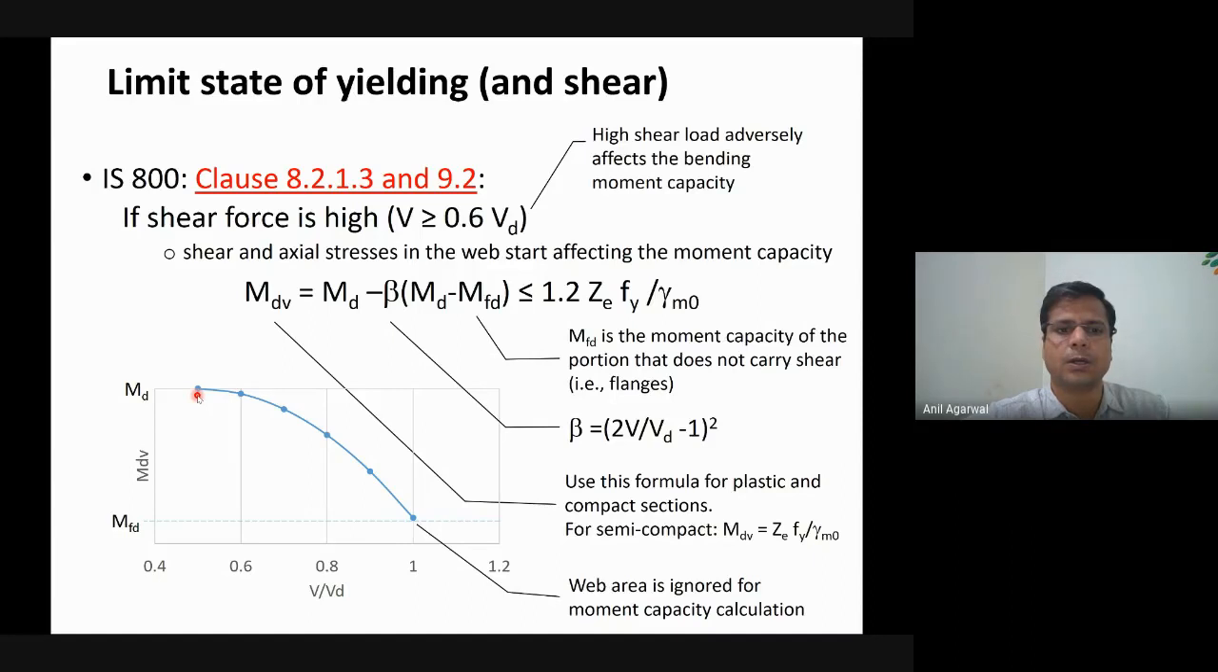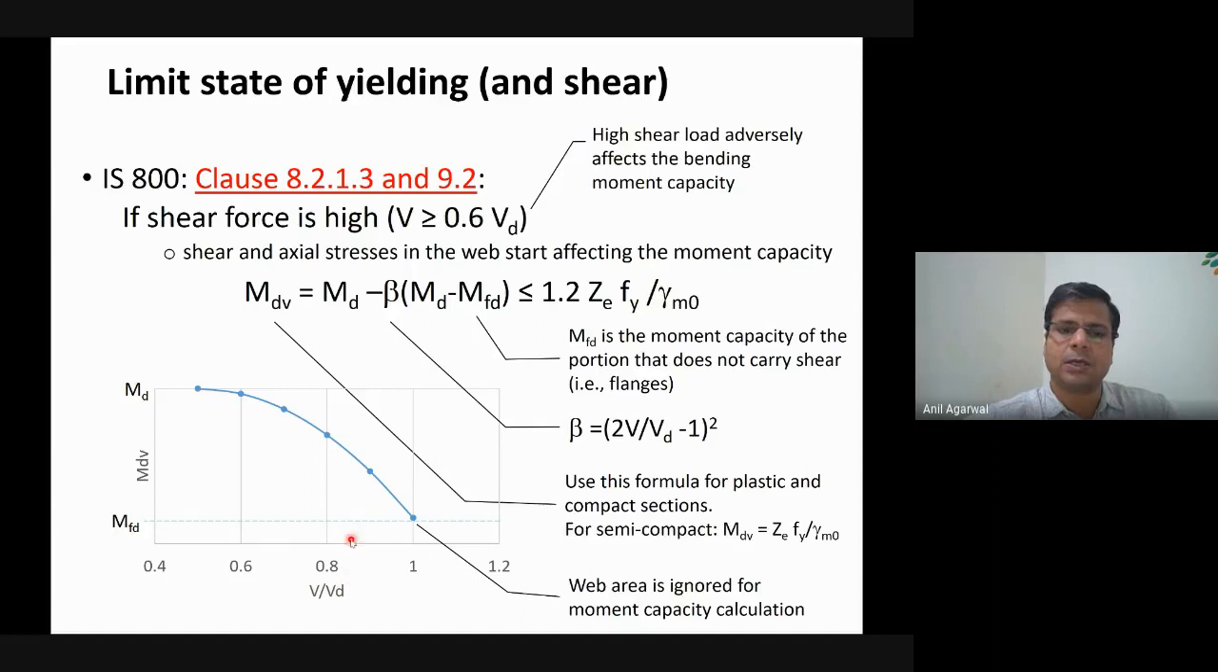So this plot, this curve here, it's an empirical curve, of course. There is no basis why the formula should be like this. There is no mechanics-based principle that would give you this formula. It's an empirical equation. What it says is that on the horizontal axis, what you see is V divided by Vd, which is how much shear is actually acting divided by the shear capacity of the cross section, which is basically the shear capacity of the web.